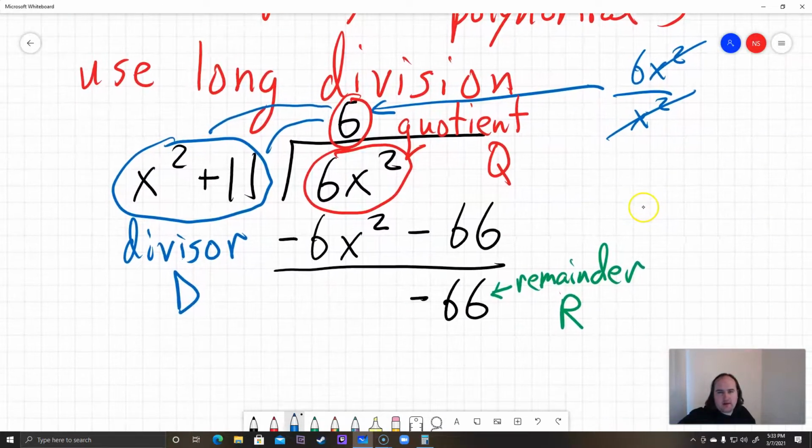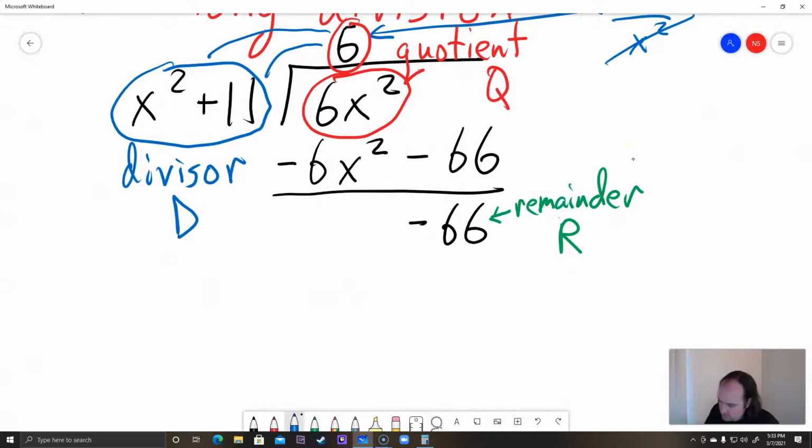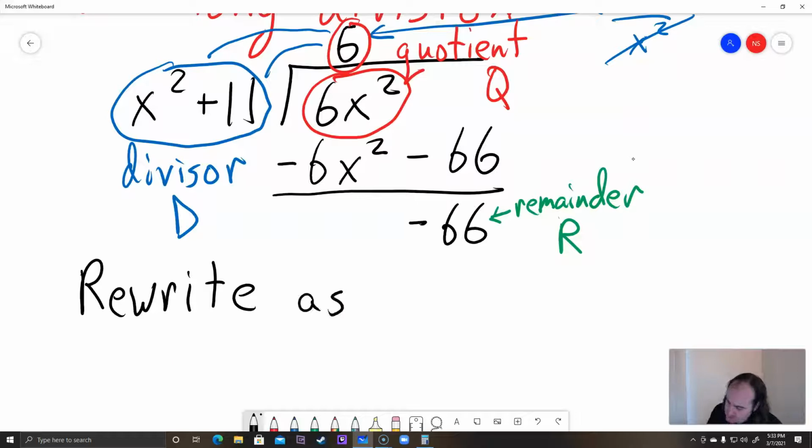Okay, and why am I saying all this stuff? Well, to write your answer, you have to rewrite it as quotient plus remainder divided by divisor. Q plus R over D. That's how you write your answer. So we rewrite it as Q plus R over D. I was doing Q in red, plus R over D.